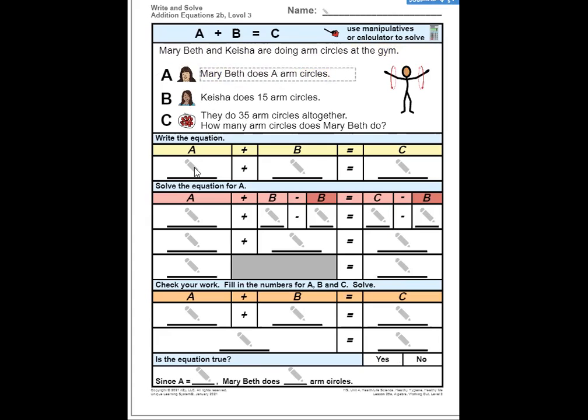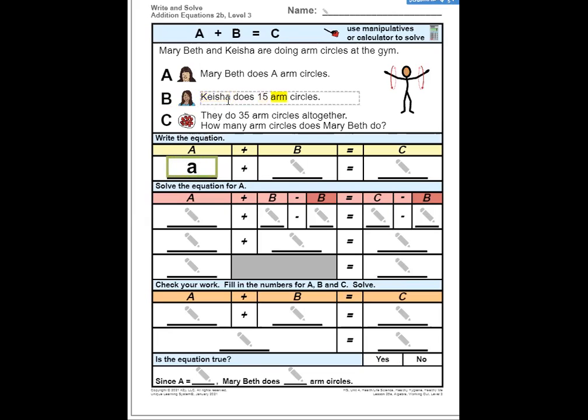A. Do we know what A is? We don't know. We just know that A is A, but we are going to find out. Right now, we're just writing the equation, which means we're just plugging in all of the information that they give us up here. Plus B. Let's see what B is.